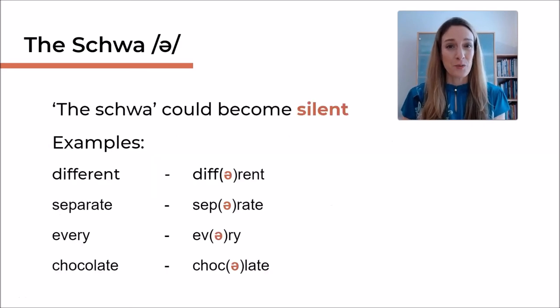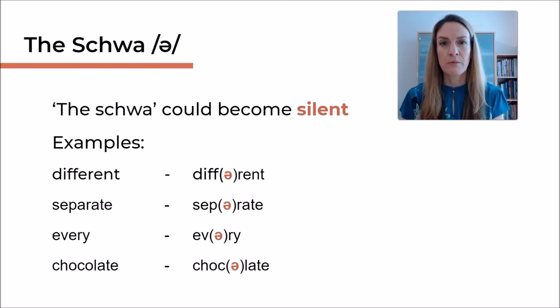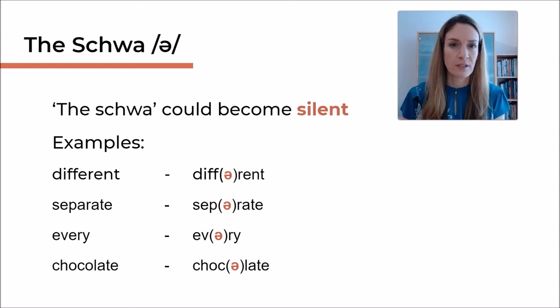Now, the schwa can also become silent. Remember, its original meaning was emptiness, of no value. So here, the schwa really does become silent altogether and you can't hear it at all. Let's have a look at some examples. We've got the word "different". In "different", there is a very short schwa sound between the F and the R, but it could also disappear entirely and then it would sound like this: "different". So you move from F to R without any vowel sound in between. Different with schwa, different without.